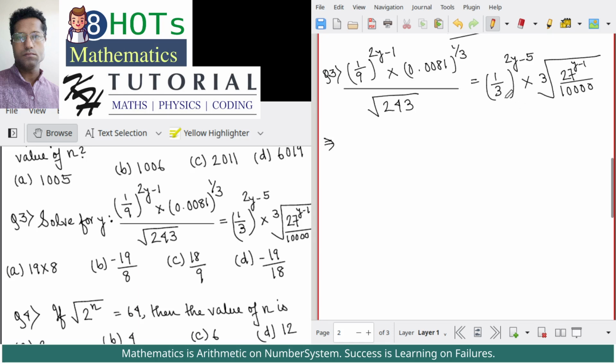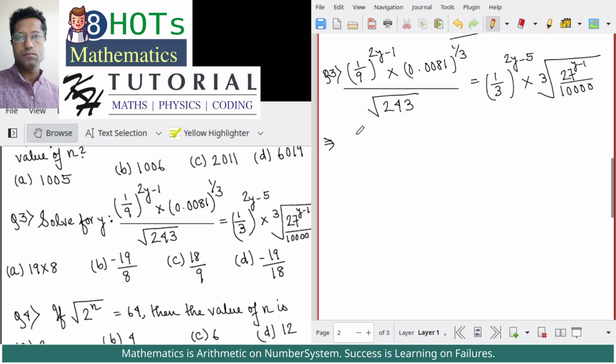Also see on the right hand side we have 1 by 3, multiplied by the cube root of 27, and 27 can be expressed as a power of 3. So it is better we convert all the 9s, 81s and 27s as a power of 3. Also inside the cube root we have 27 to the power y minus 1 whole divided by 10,000. These should also be converted as powers of 10. Okay, so let's do it step by step.